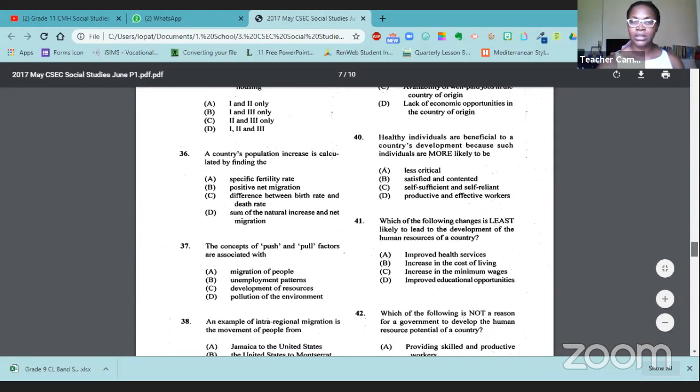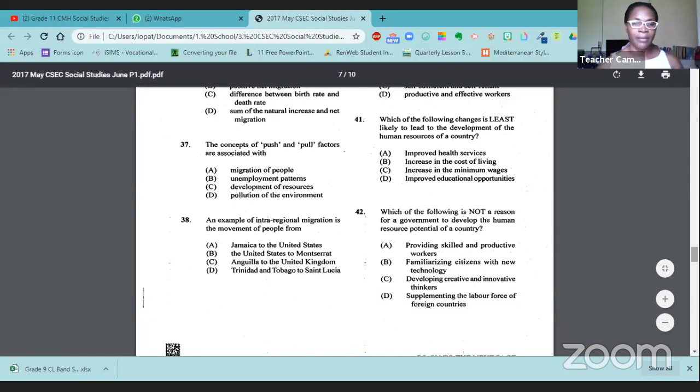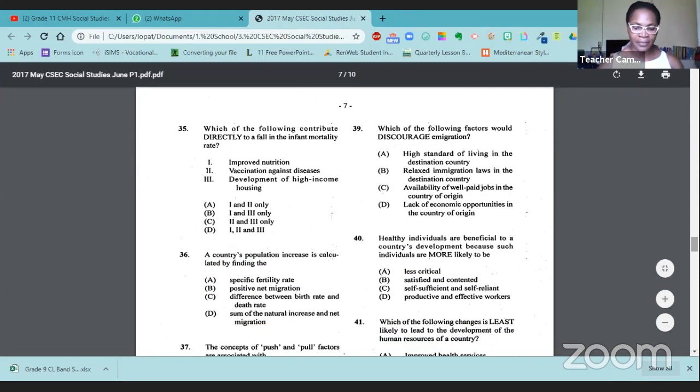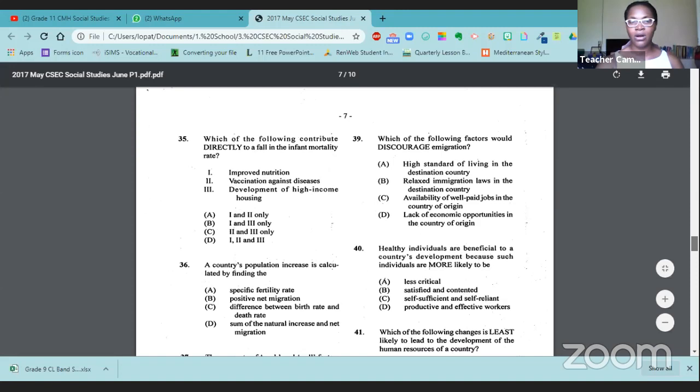38, migration refers to movement. An example of intra-regional migration, and we saw this question before, would be D, Trinidad and Tobago to St. Lucia, because it is within the region, which is the Caribbean. Which of the following, 39, which of the following factors would discourage emigration? And we have C as the answer, as before.